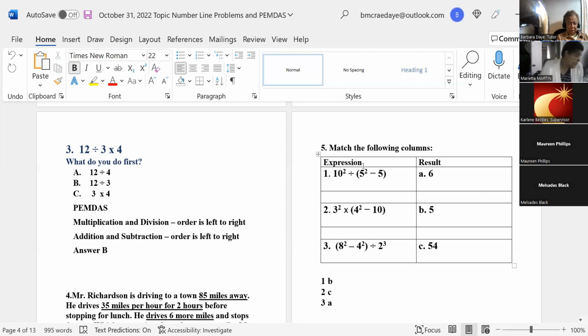This is PEMDAS, right? Do the first one, 10 to the second power divided by the expression 5 to the second minus 5. And whatever answer you get, see which result it is from this column. So you want me to do it? Yes, I want you to do it now. And you too, Maureen, because you said you didn't do yours. Okay, 10 to the second power. That's 10 tens, right?